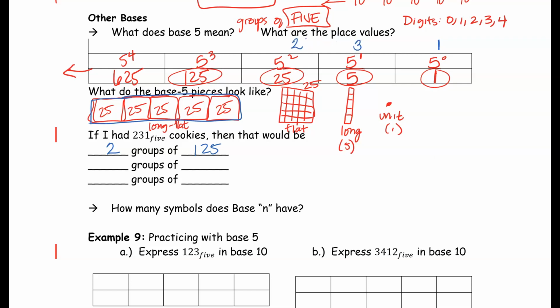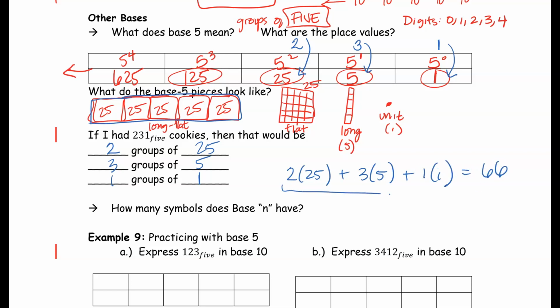So 231. We've got 2 groups of 25, 3 groups of 5, and then 1 group of 1. So we could write it like this: 2 groups of 25 plus 3 groups of 5 plus 1 group of 1. And if you multiplied and added those together, you get 66. So this is the expanded form, and this is the base 10 number. So the number 231 base 5 is the same thing as 66 in base 10.